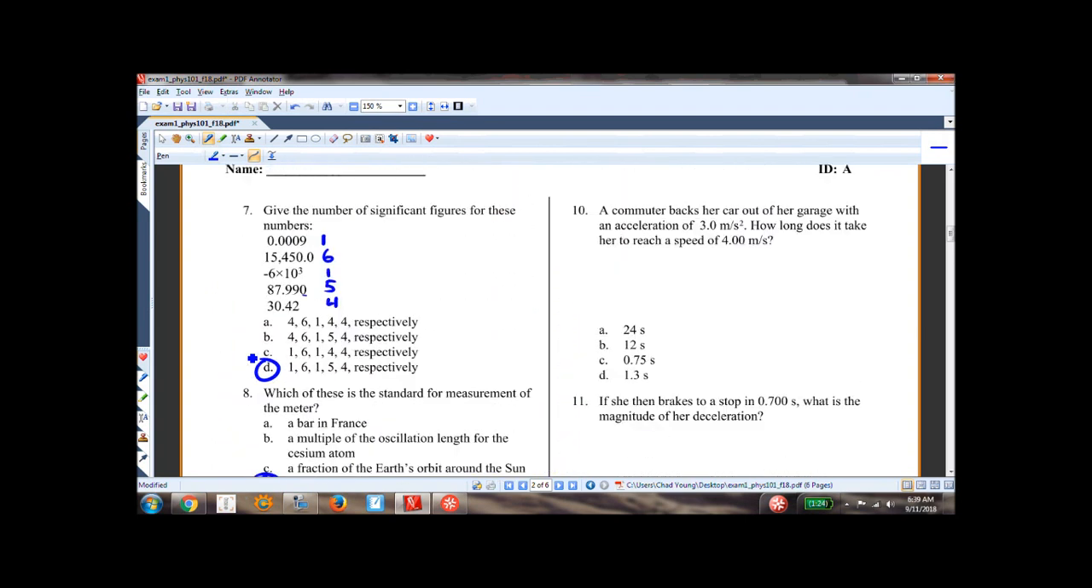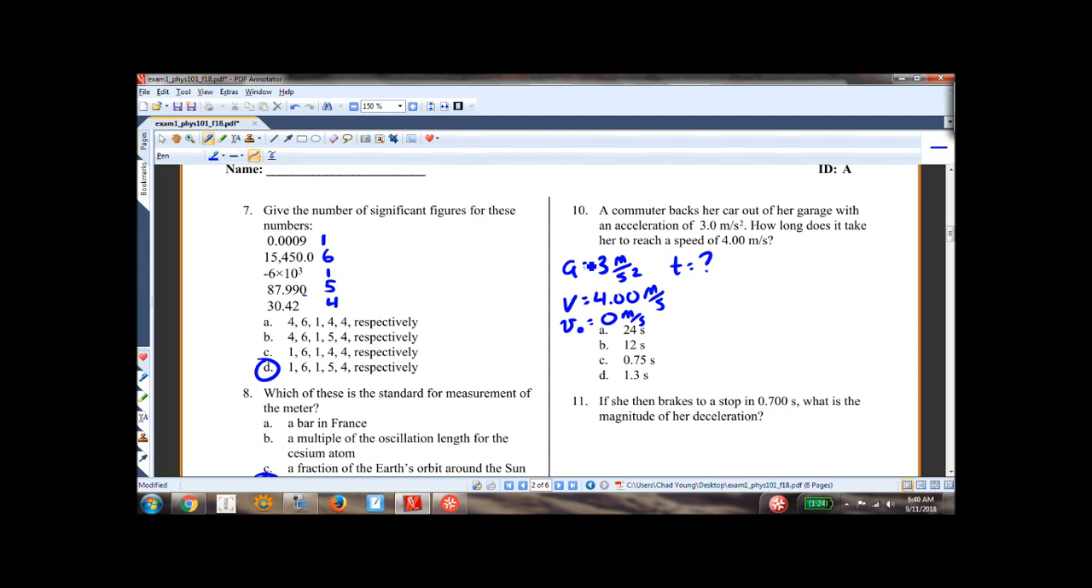A commuter backs out of her garage with an acceleration of 3 meters per second squared. How long does it take her to reach a speed of 4 meters per second? So V is 4.00 meters per second, and her V naught is equal to 0 because she's backing out of her garage. She starts at rest. So that's meters per second, and I just want to know the time.